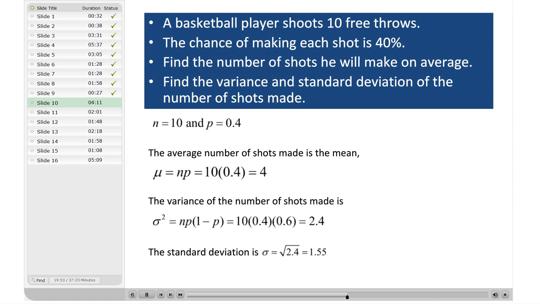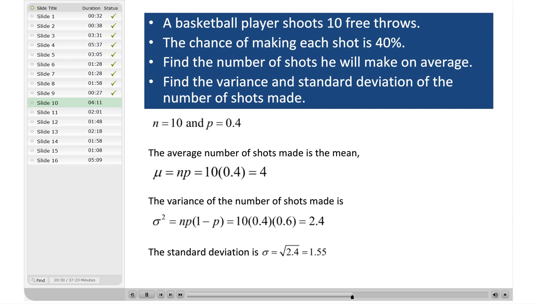So what does this mean? Let's say that this player shoots 10 free throws and writes down the number of shots that he makes. And he does this every day. And so one day he shoots 10 free throws and he makes 3 of them, so he writes a 3 down. Next day he shoots 10 free throws, he makes 7 of them, he writes a 7 down. And he just keeps writing these numbers down for a very long period of time. Then if you took the average of those numbers, you would get something extremely close to 4. And the longer you let this go on, the closer that average will get to 4.